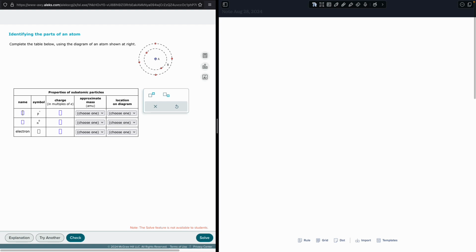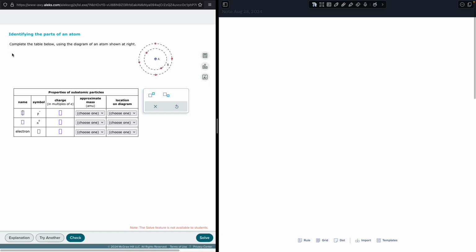Okay, I'm going to try to do a video here with the two screens side by side so that we don't have to flip back and forth. So here's the topic that's due tomorrow night, and 70% of our class is ready to work on it. So let's do this together. Identifying the parts of an atom.